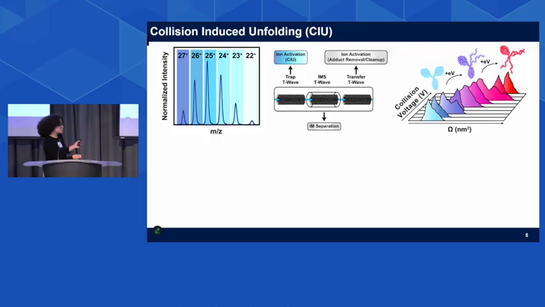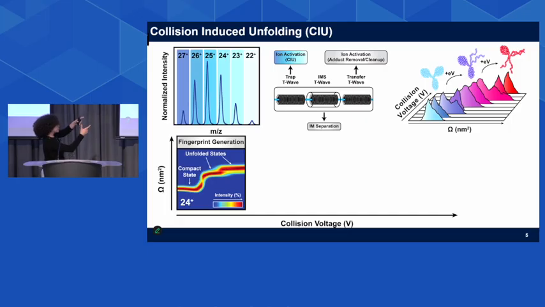We can increase the collision voltage of our molecule, which causes the internal energy to increase and causes our protein to unfold. And we can monitor this unfolding process by monitoring the changes in the drift time. We can generate plots like the one that I'm showing.